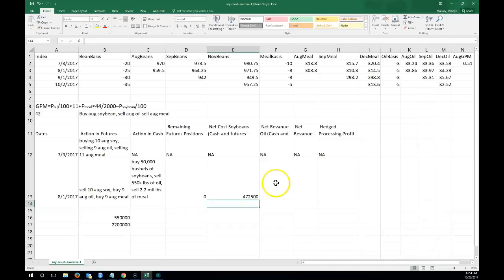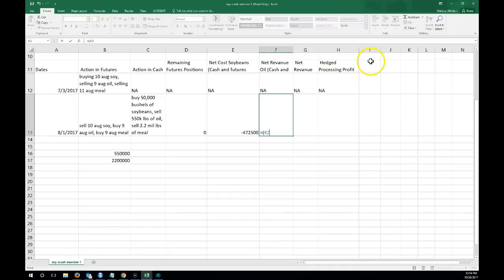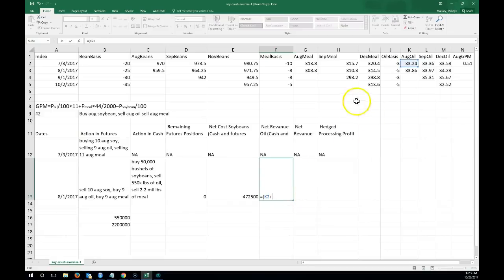472,500. Similarly for our revenue in the oil market, this time it's going to be a plus, because it's going to be money to us and not money that we spend. So let's see, my August oil price is here. Oops, excuse me for that. And plus the basis, subtract 3 cents.